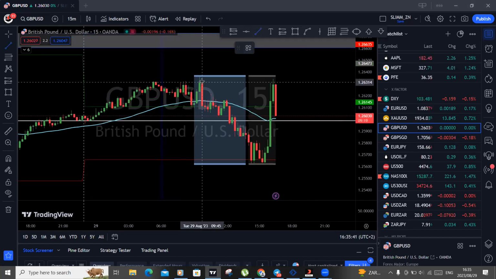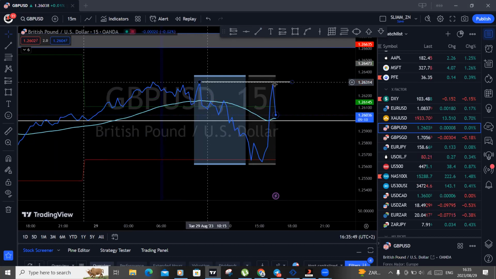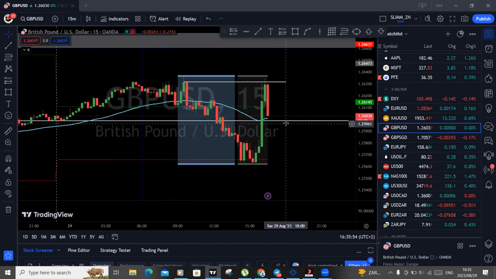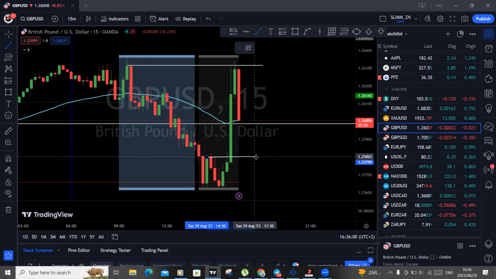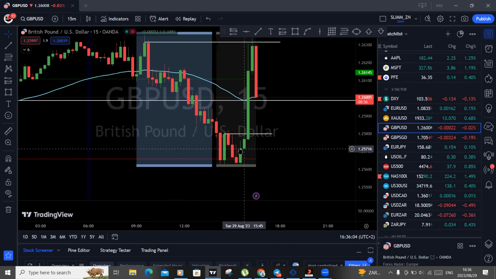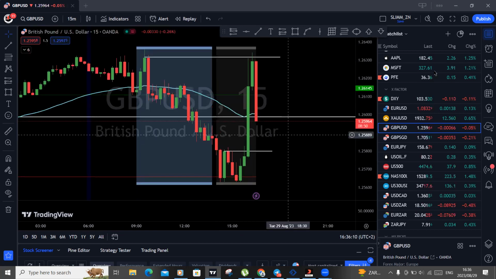Would have probably targeted this. Why? That's because if we turn into a line chart, you see that's where the highest price was. So that's what I would have used as my take profit. Safe entry. Once you figure out that it's a W forming, the safe entry is at the close of this candle here, the bullish engulfing.